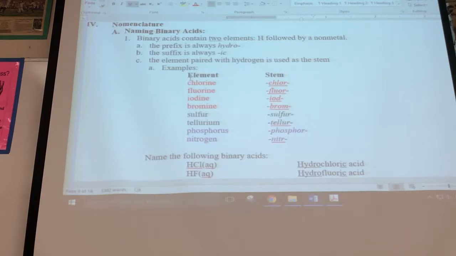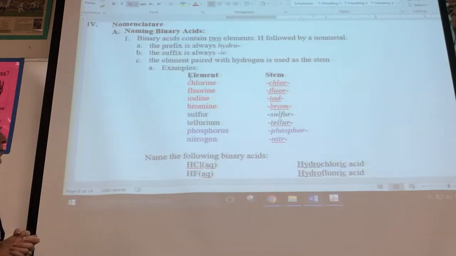The element that's paired with the hydrogen is what's used as the stem. And the stem is the same as what you learned when you learned how to name ionic compounds, and also, for the most part, covalent compounds. So chlorine has a stem of chlor, fluorine, watch the spelling, fluor, iodine, iode, bromine, brome. So in those cases for group 17, you're just taking off the INE to get the stem.